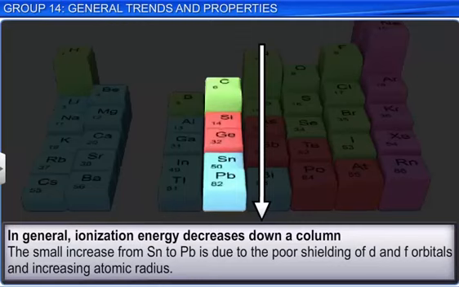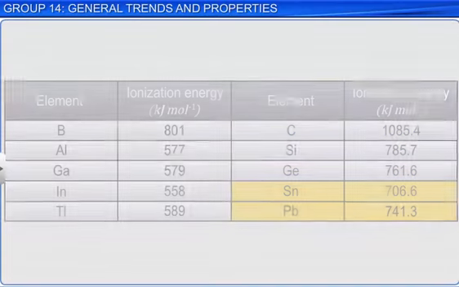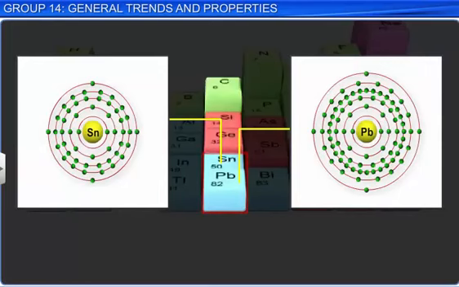Generally, this is true for the group 14 elements. But notice the small increase from tin to lead. This is due to the poor shielding provided by the D and F electrons, along with the increasing atomic radius.